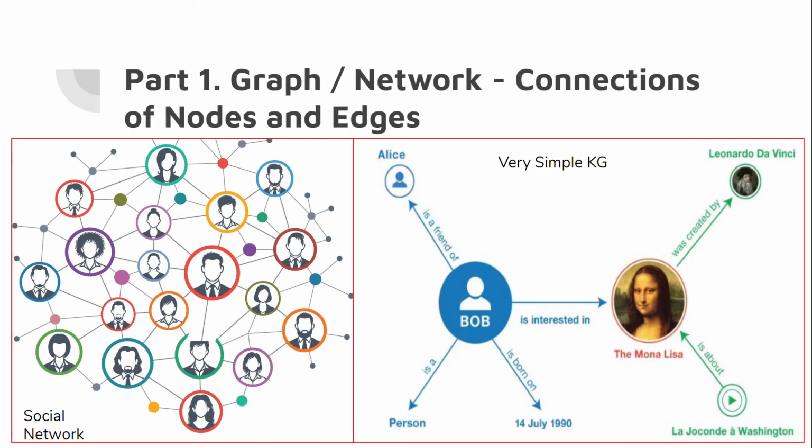So on the right hand side is a typical knowledge graph. It includes the people, Alice and Bob, Leonardo da Vinci, and the famous painting Mona Lisa, and days and concepts and so on and so forth. And the linkages or edges represent the relations of friend of, interested in, born on, and so on and so forth. There's no semantic limitation on them. And it's worthwhile to mention that a typical knowledge graph will be of larger scale than this toy example.